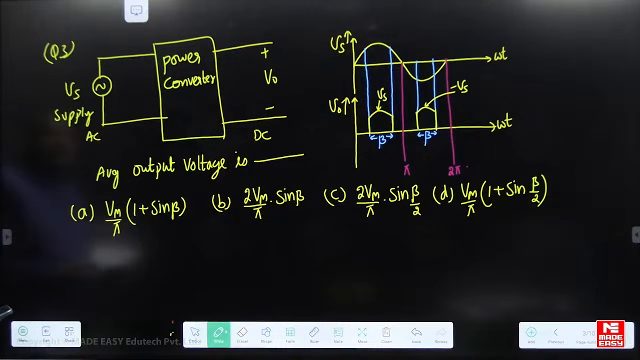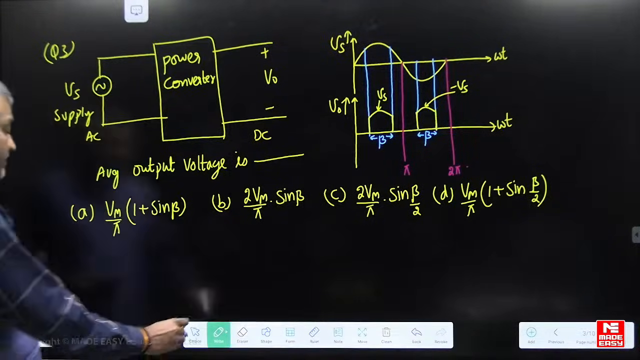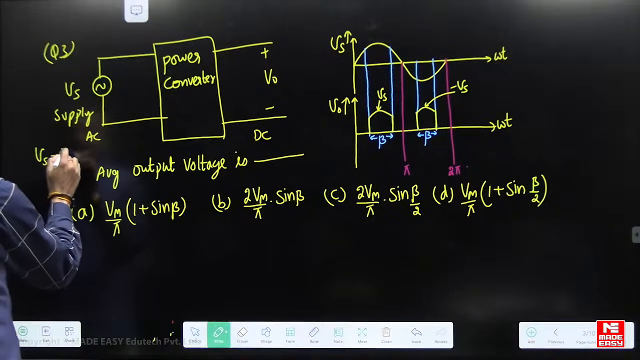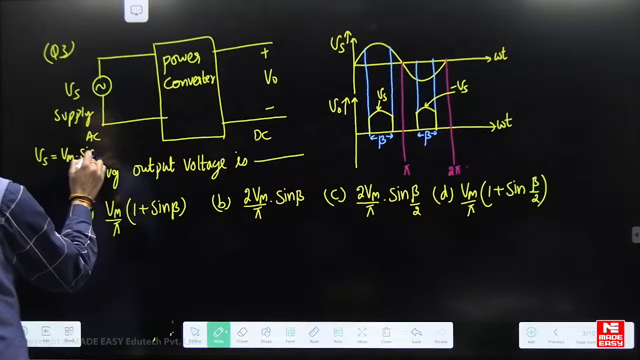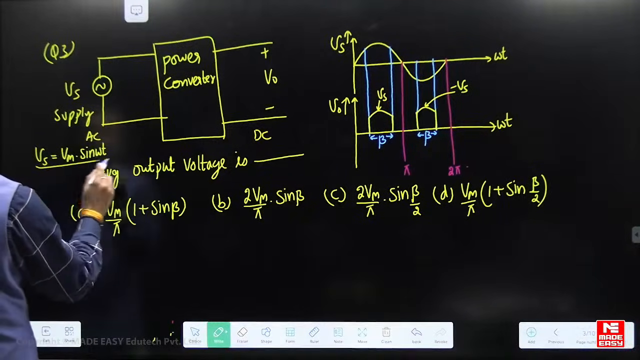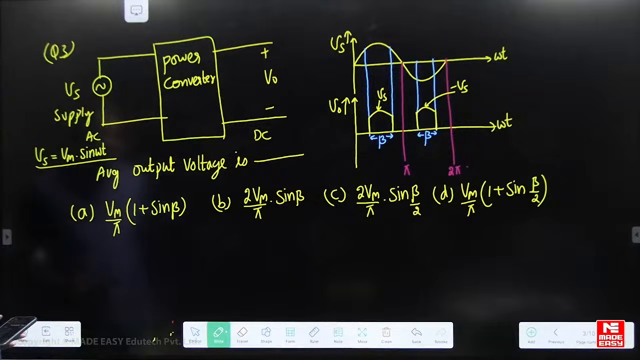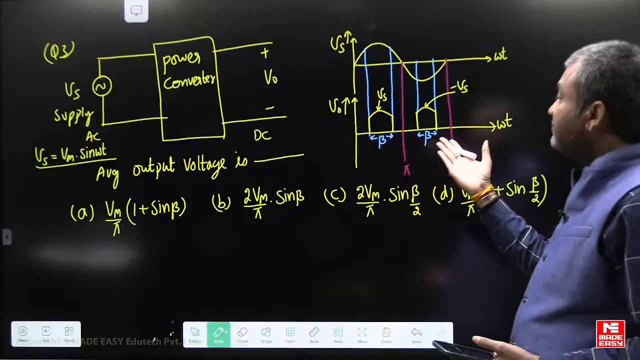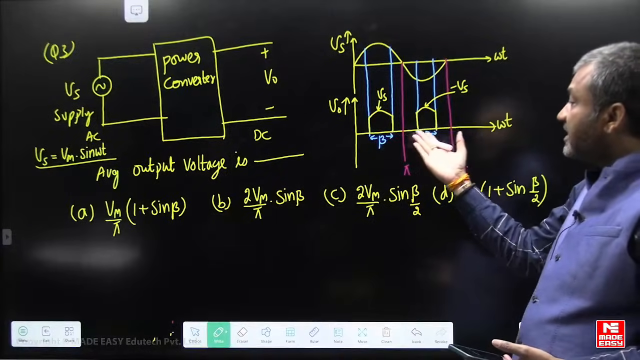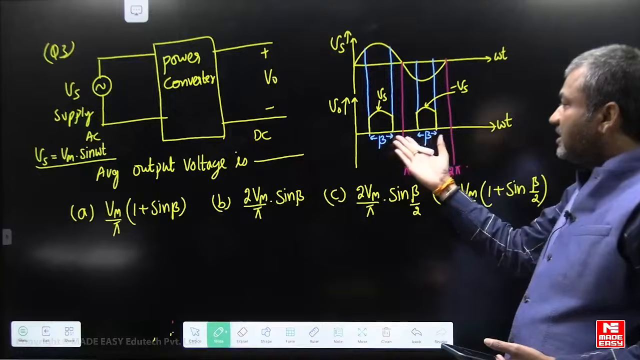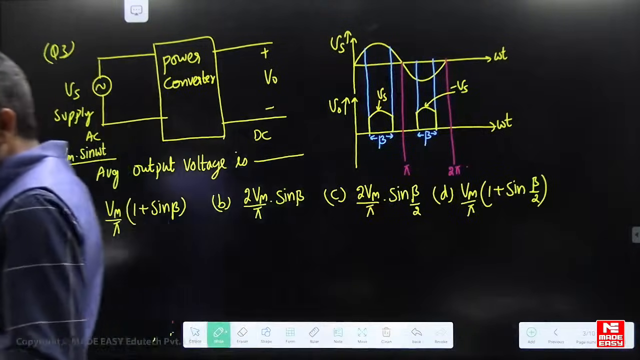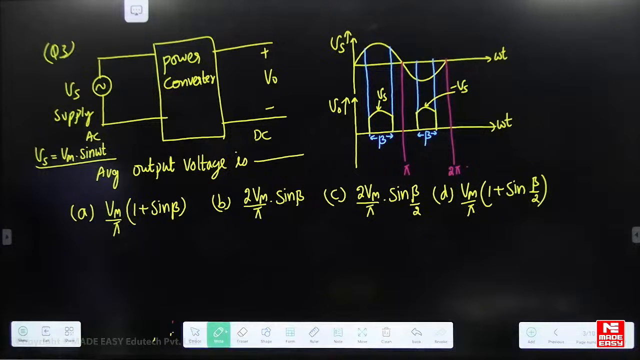Again, AC voltage is given. The equation for AC voltage is Vm sin(omega t). A power converter is given, and the output voltage of the converter is given here. You can see it is a rectifier. So for this, find out the average value of output voltage. Yes, fast, dear students.